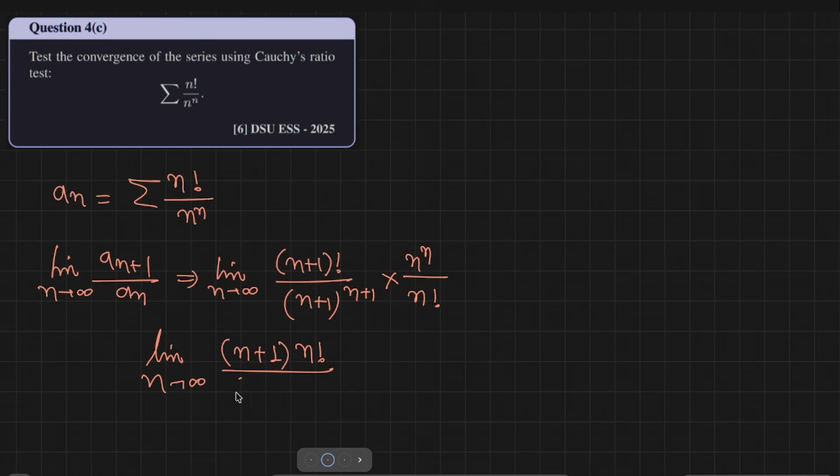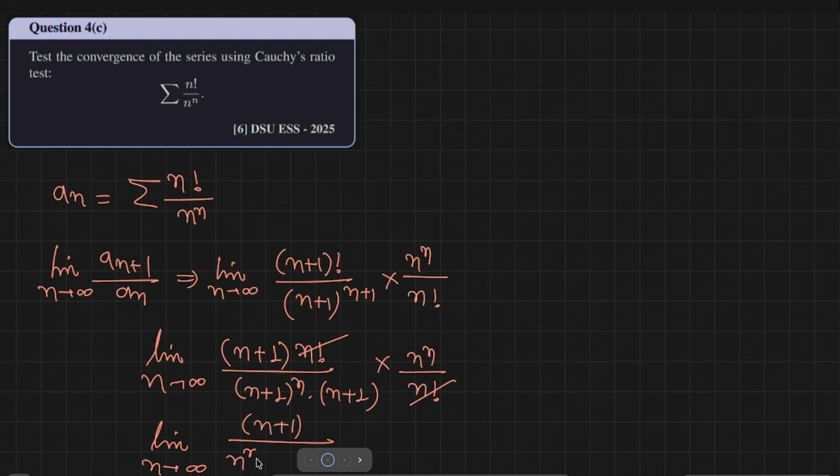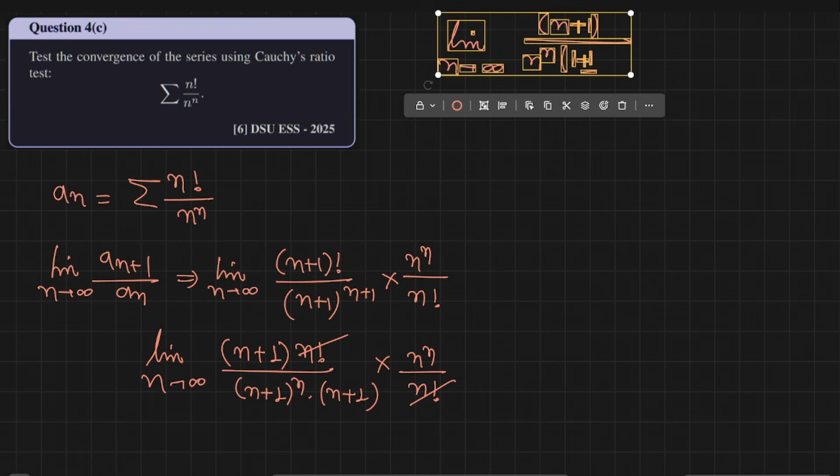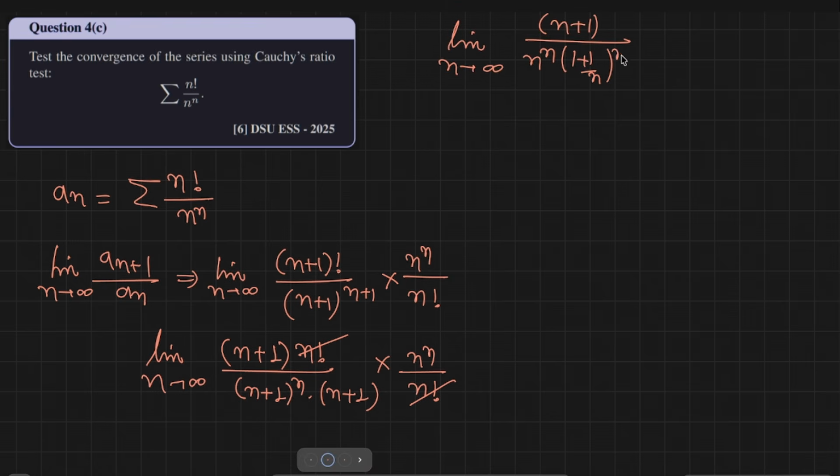If I write it like this, it will be (n+1)^n times (n+1), by separating the powers. From here n factorial will get cancelled. It is the limit as n tends to infinity. Taking n common in n+1, it is n^n (1 + 1/n)^n. Let me write it here: 1 by n^n into (n+1). Then n^n will get cancelled.